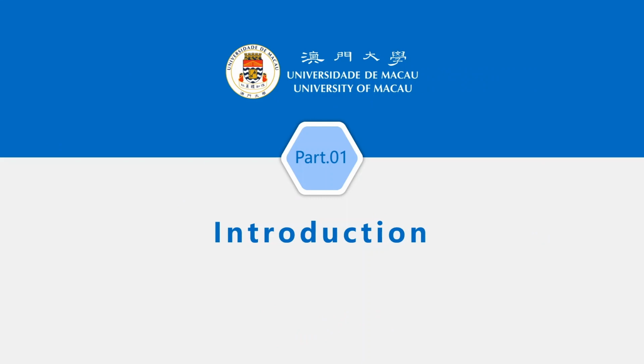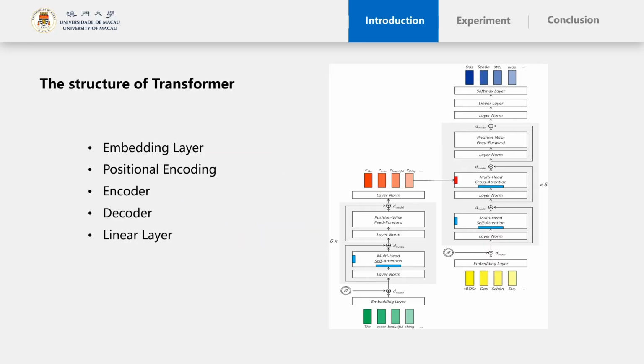First is the introduction. Because our project is about modifying the transformer, I will briefly introduce the transformer architecture. The transformer has five parts: the embedding layer, positional encoding, encoder, decoder, and the linear layer. From the left part of this figure, we can see the embedding layer and the encoder.